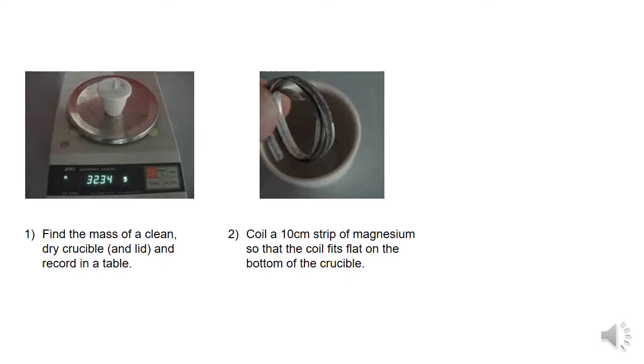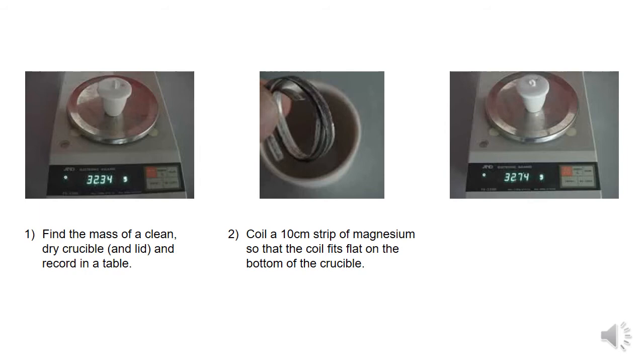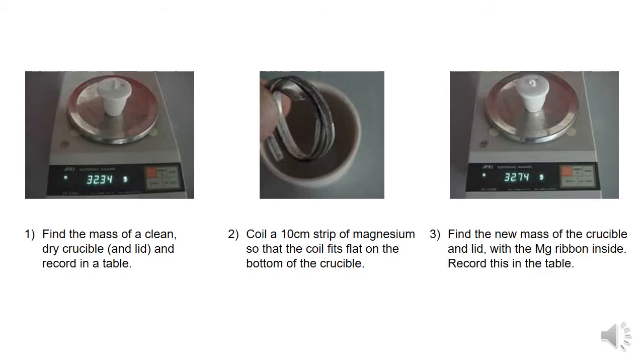So once we've got our magnesium ribbon in the crucible, we put that crucible back onto the balance, and it must be the same balance to avoid any issues with changing equipment in the middle. And we would record the new mass of the crucible and lid with the magnesium ribbon inside it and put that into the table. So we've now got two masses. Now the two masses that we've got here, the empty crucible and lid and then the crucible, lid and magnesium, that difference between the two is just the magnesium ribbon. So that allows us to calculate the mass of the magnesium ribbon.